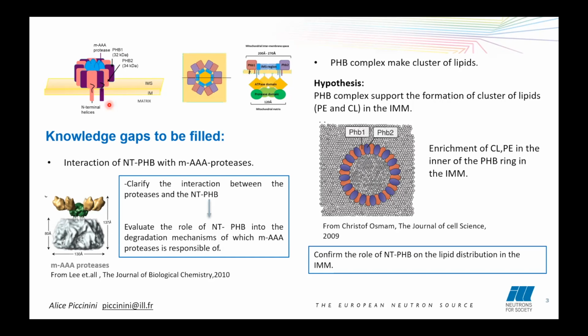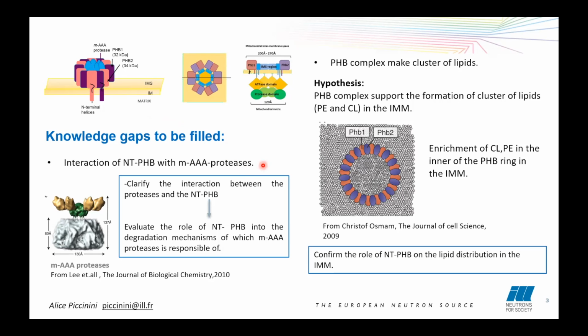What I want to understand in my project is how exactly the N-terminal helices of the prohibitin are anchoring the membrane. And the answer to this question, other than giving a better understanding of the molecular arrangement of the complex, will help us understand other question marks that there are at the moment. One of these is whether the N-terminal helices of the prohibitin interact with the m-AAA proteases. As you can see here, this is a complex that is placed inside the ring. In this way, we can understand if these helices have a role in the degradation mechanisms.